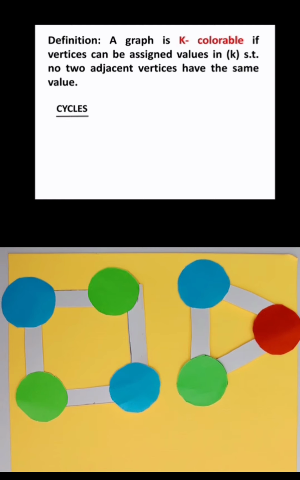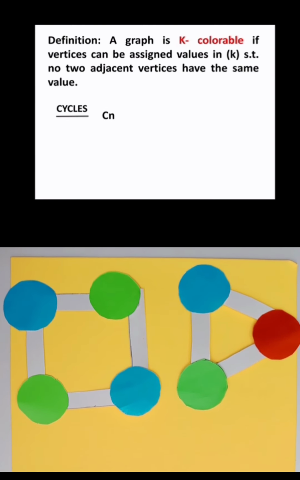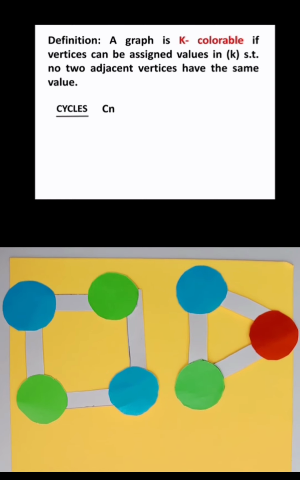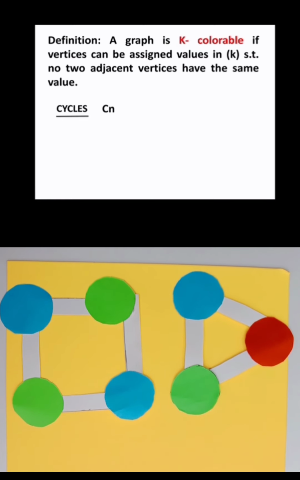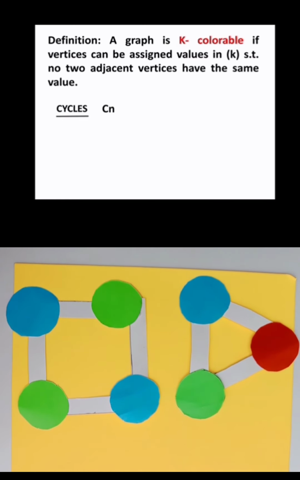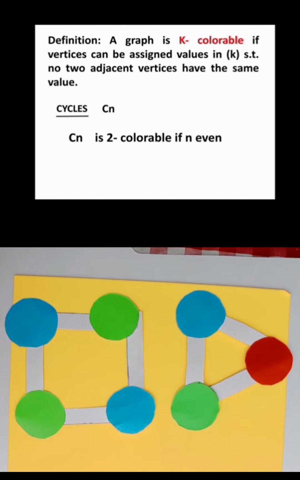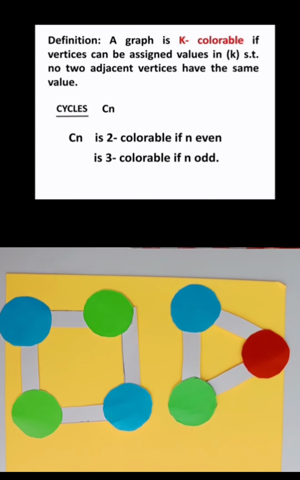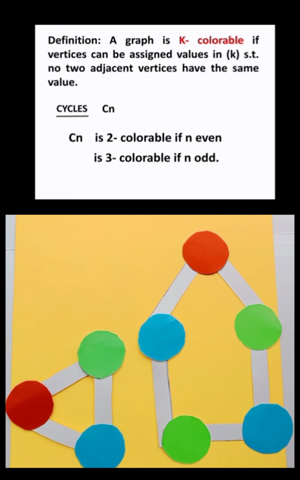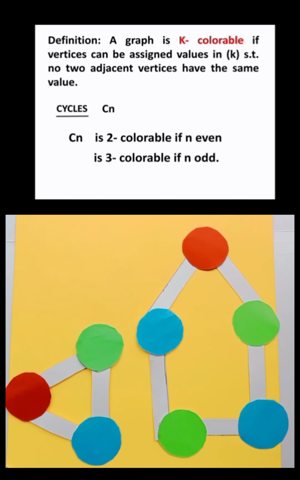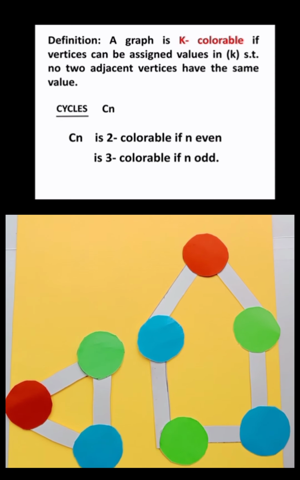So let's think of an example of cycles. Cn is generally what we call a cycle of n vertices. Here we have an example of C3, which has 3 vertices, and C4 with 4 vertices. Cn is 2-colorable if n is even. In the even case, I can just alternate colors, that's 2-colorable: green, blue, green, blue. And it's 3-colorable if n is odd. If I have an odd cycle like I have here, I can do the same thing, only the problem is I'll get stuck at one vertex. That's why I have to put another color.